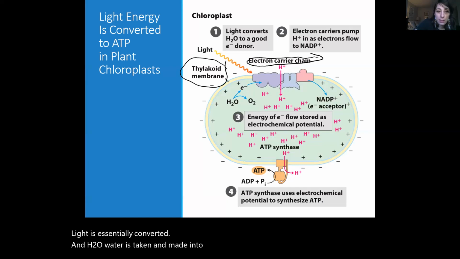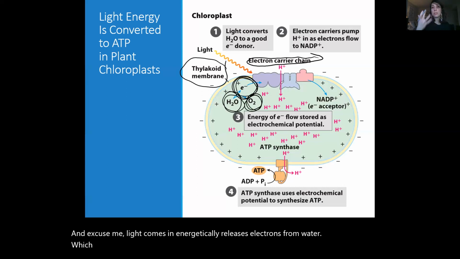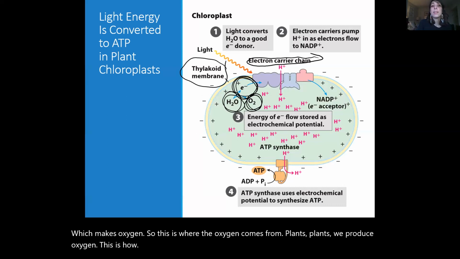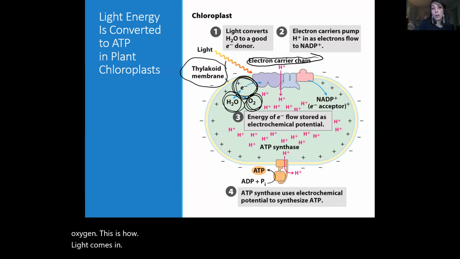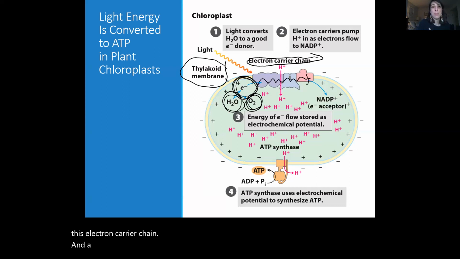So first step, light comes in, energetically releases electrons from water, which makes oxygen. So this is where the oxygen comes from in plants. Plants we know produce oxygen. This is how. Light comes in, takes water, gets it to release electrons, that produces oxygen. Those electrons go through this electron carrier chain, and a very similar process happens.